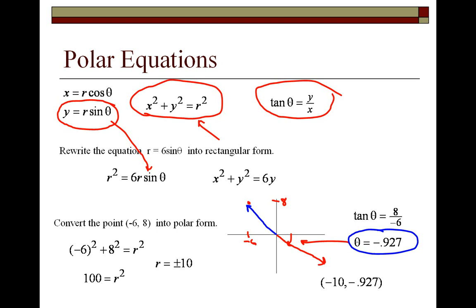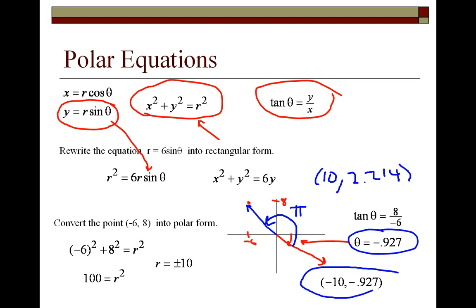Now my other option, if I want to go directly to it, I'd have to turn around and add pi to that angle. If I add pi, you're going to get 2.214. So another correct answer, if I want to go directly, would be 10 and then 2.214. But you only need one. That's the easy one.